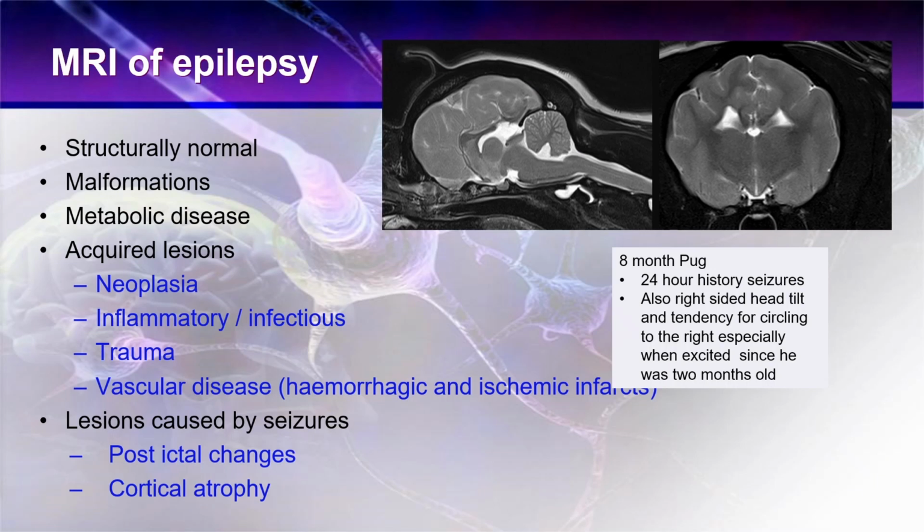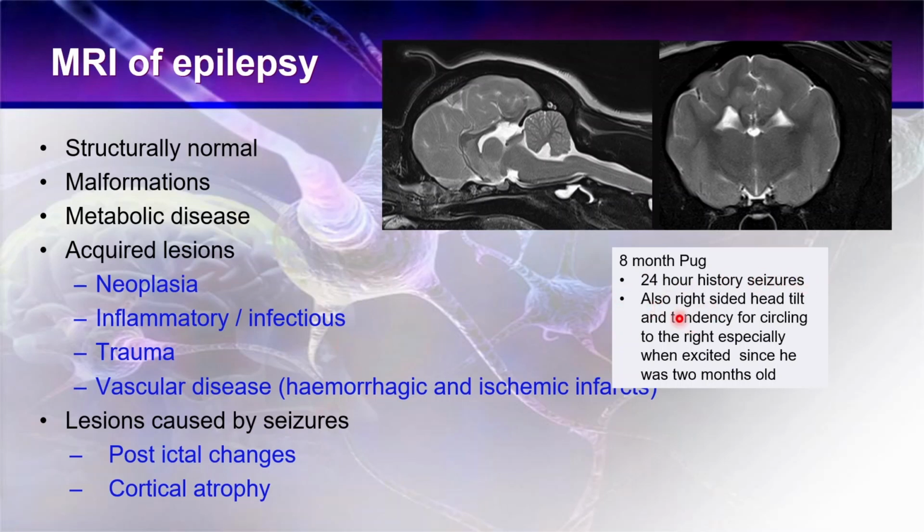So what lesions may we see in MRI of epilepsy? In the case of idiopathic, breed-related or other idiopathic epilepsies, the brain will be structurally normal. We may see malformations. This was a dog that I introduced in the last lecture, an 8-month-old pug with a 24-hour history of repeated seizures.